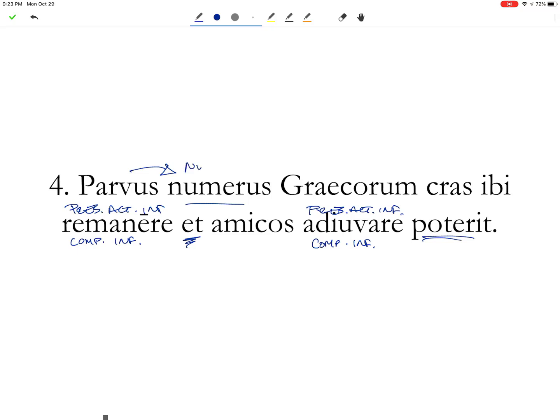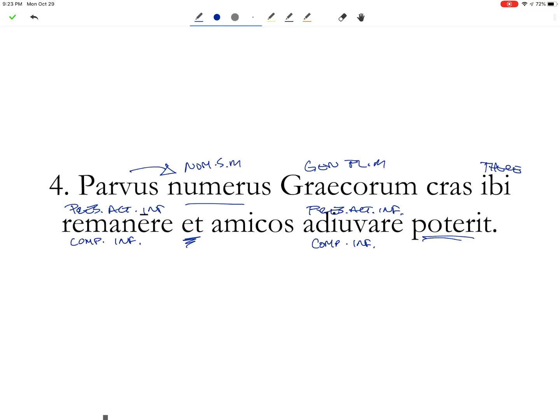So, a number, nominative, singular masculine, specifically a small number of Greeks, the genitive, plural masculine, will be able, because let's get that verb in, because that's where we want it in English. Latin has it at the end. We want it earlier. Will be able to do what? To remain there tomorrow, cross, and help their friends, your friends.